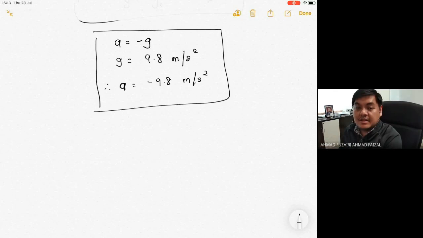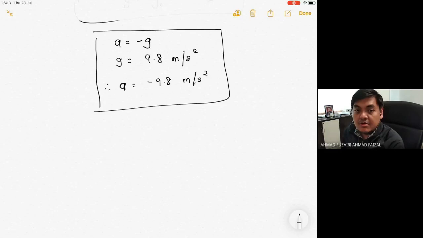So one thing about this topic is that you don't have to worry in terms of acceleration because it's already stated as gravity. But you need to remember that the acceleration is always negative G. A is always equivalent to negative G. Apa nilai G? G is always 9.8. How about negative G? Negative 9.8.